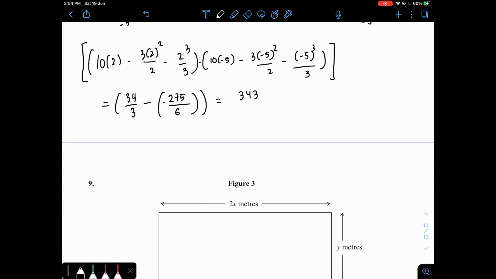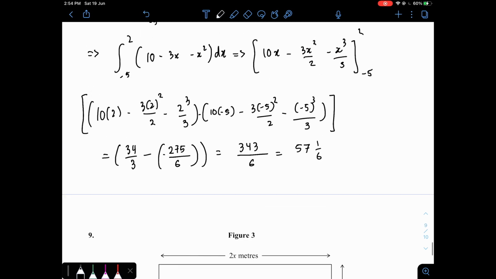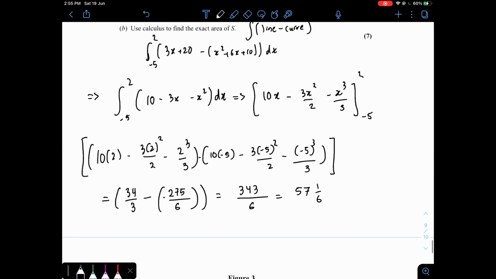343 all over, so if I get this correct, that will be 343 over 6, which you can simplify to 57 and 1/6, and that is your answer, the exact area of S, units squared.